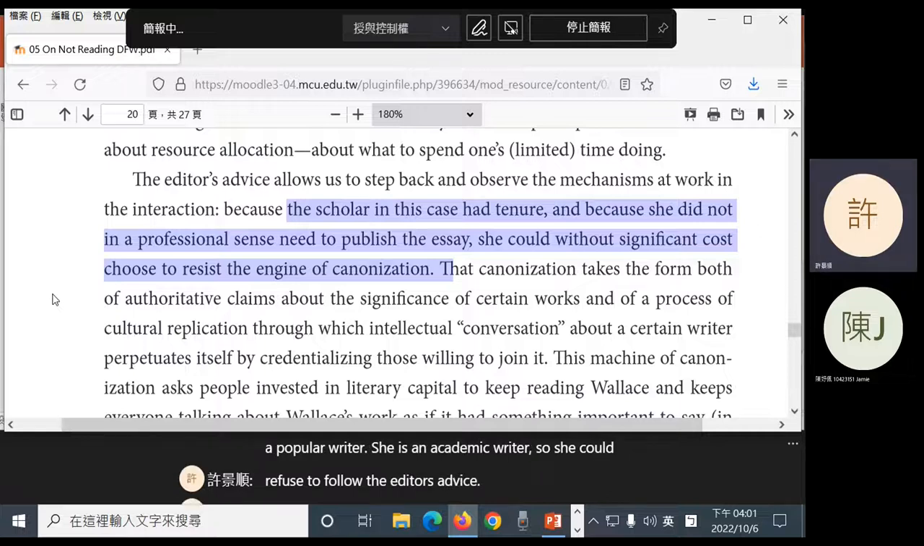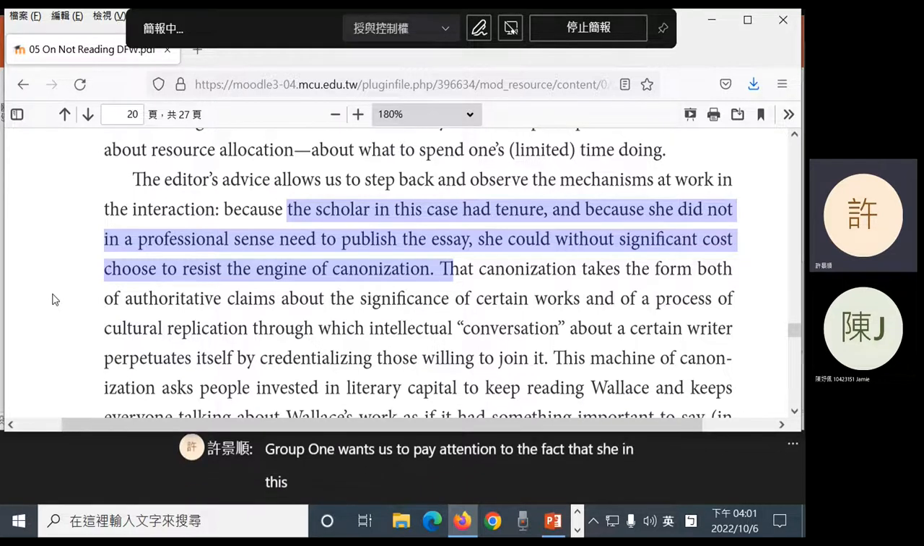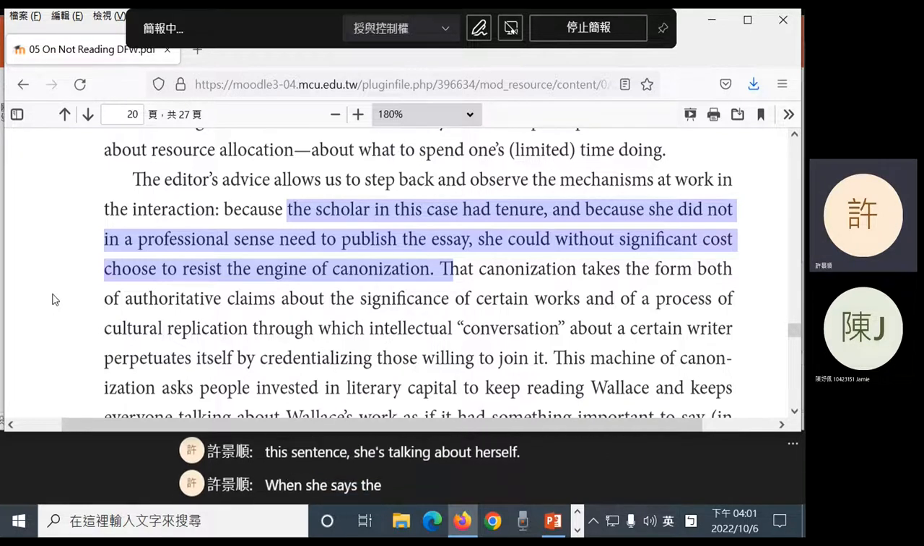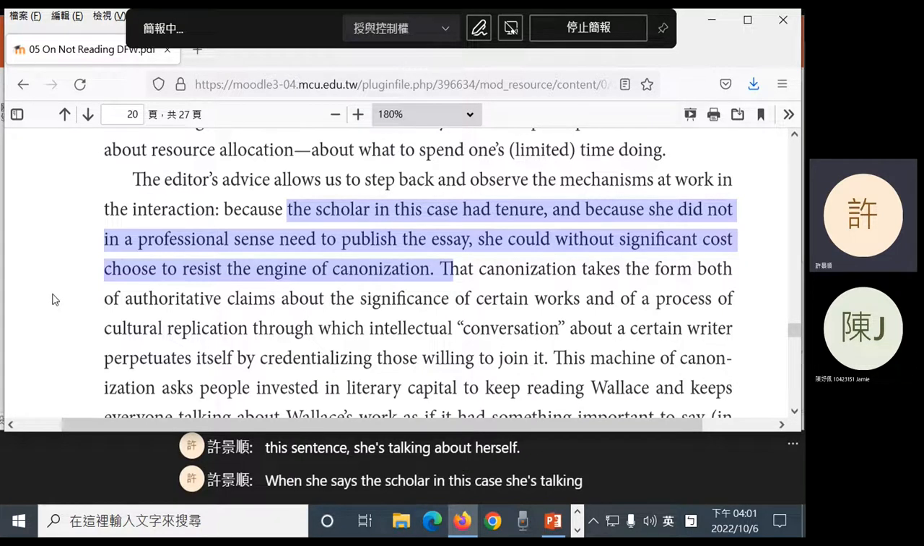Group 1 wants us to pay attention to the fact that in this sentence, she's talking about herself. When she says the scholar in this case, she's talking about herself. When she says she did not need to publish the essay, she's talking about herself. And this is something you would often find in academic writing. When the author refers to themselves, they try not to use the word I. They might say the author. They might say this scholar. In Chinese, they would say 笔者 instead of 我.